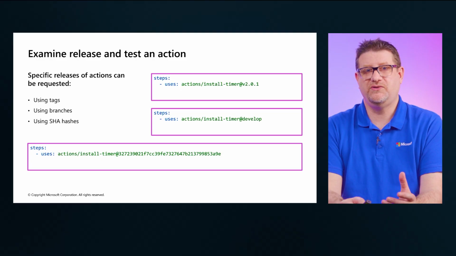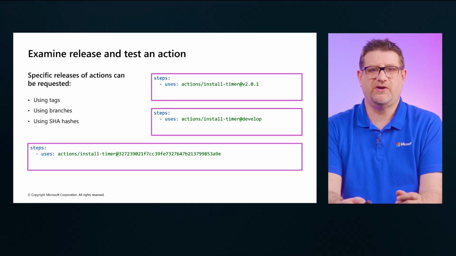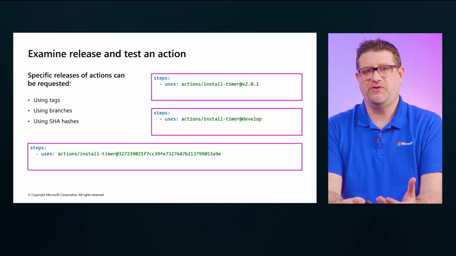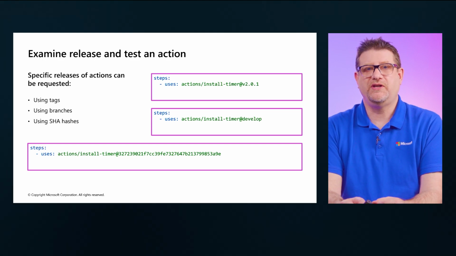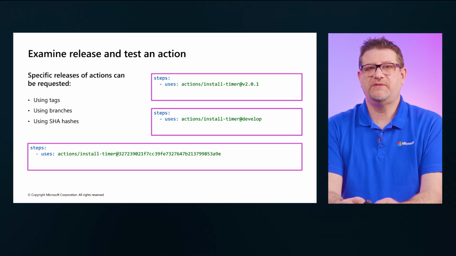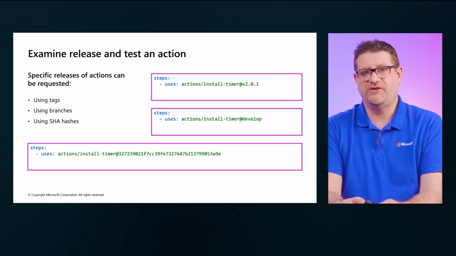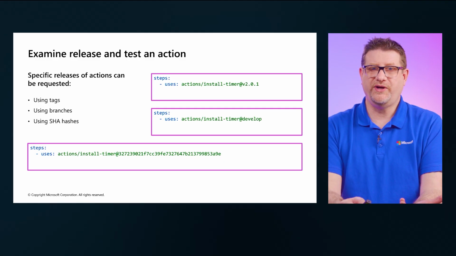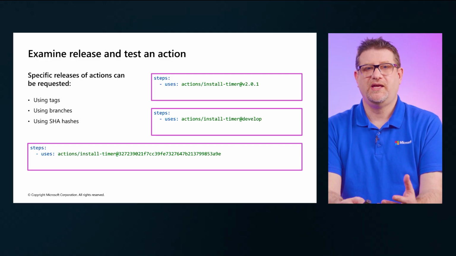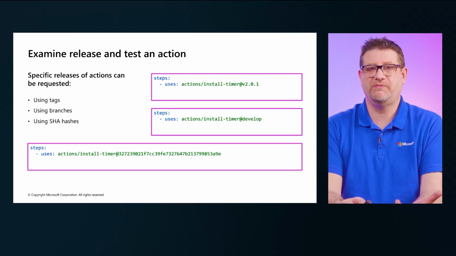GitHub Actions makes it easy to use specific versions of actions in your workflows, ensuring consistency and reliability in your automation. When you add an action to a workflow, you can specify the exact release you want to use by referencing a tag like v2.0.1, a branch such as develop or latest, or even a unique SHA hash. This flexibility means you can lock your workflow to a stable version, experiment with the latest features in a development branch, or guarantee that your automation always uses the exact code you've tested. By controlling which version of an action runs, you reduce the risk of unexpected changes breaking your builds or deployments.